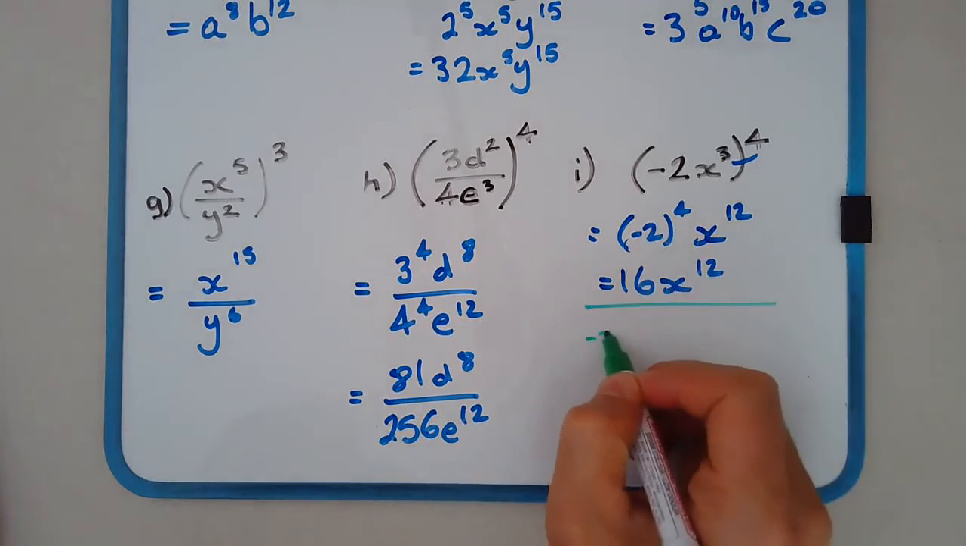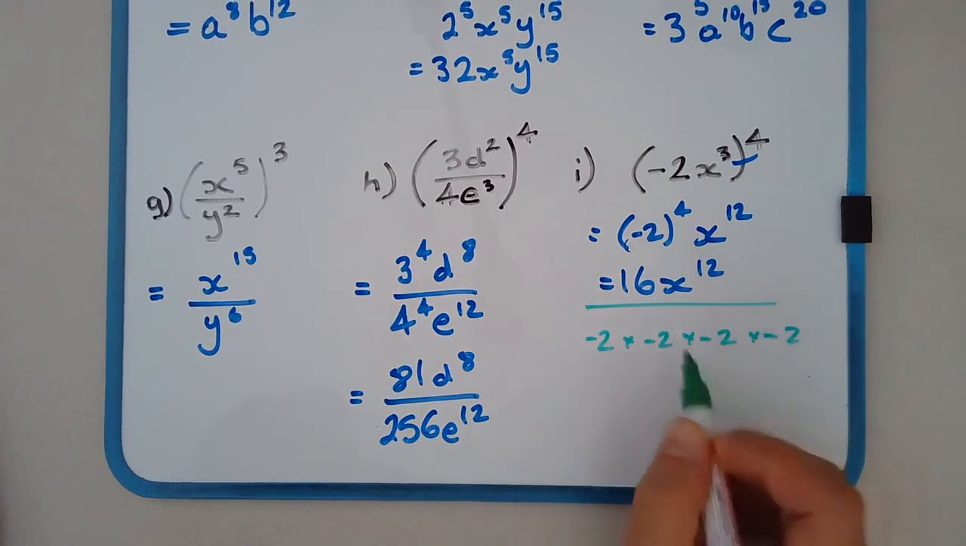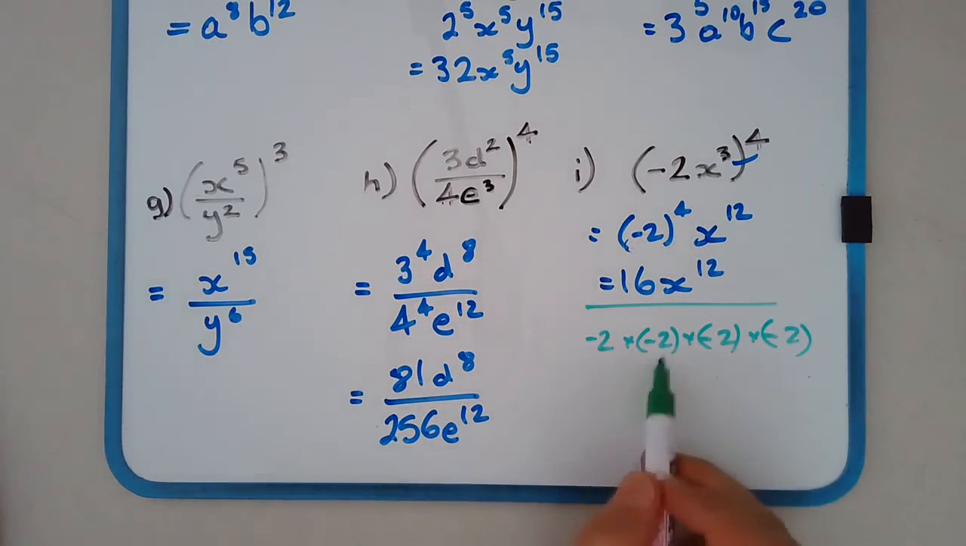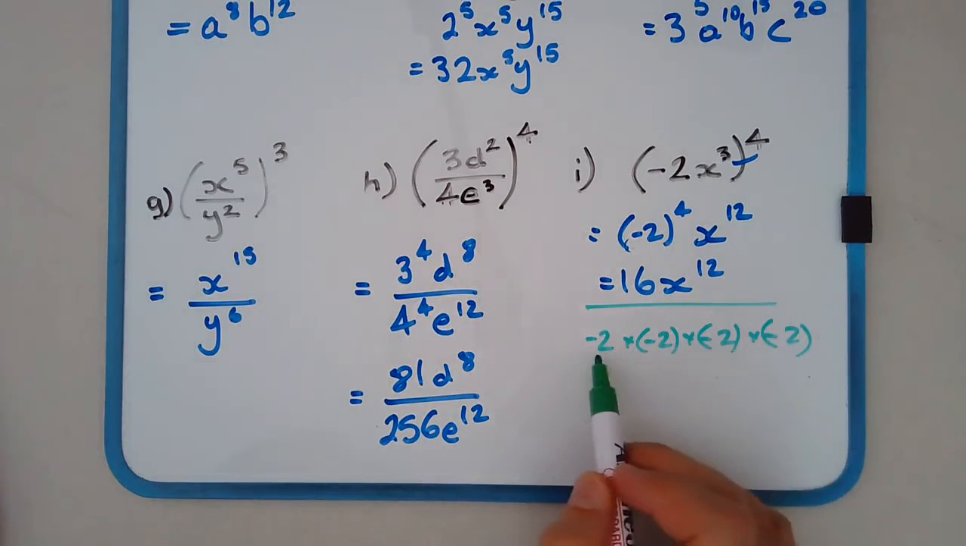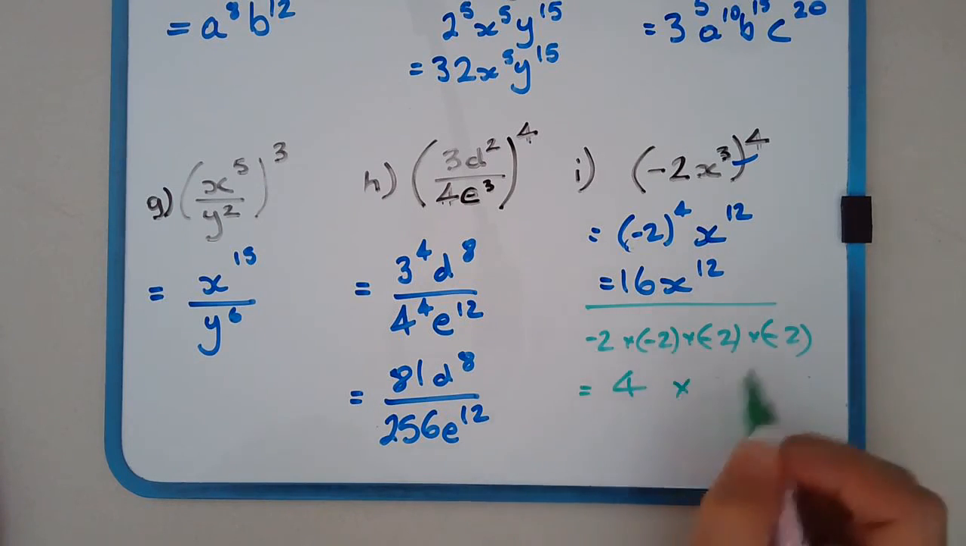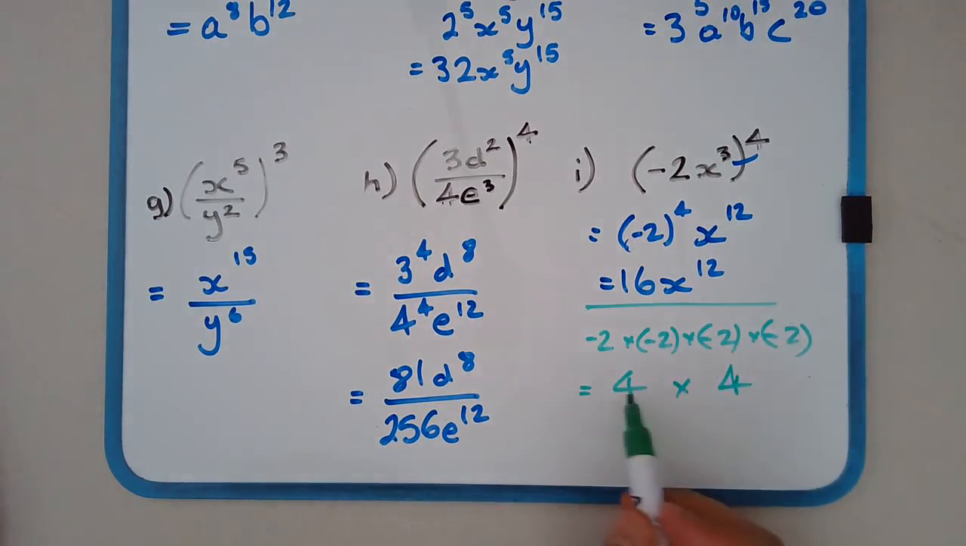Let's expand it. Negative 2 times negative 2 times negative 2 times negative 2. Okay. Let's do these in pairs. Negative 2 times negative 2 is positive 4. A negative times a negative gives you a positive. Negative 2 times negative 2 is also positive 4. 4 times 4 is equal to 16. And that's index law number 3.